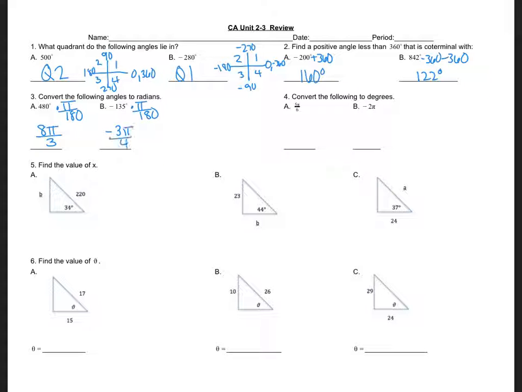All right, for the next one, convert the following to degrees. In order to do that, we times it by 180 over pi. The pi's cancel, so in my calculator, I'm going to do 5 times 180, hit equals, divided by 4. I get 225 degrees. Again, I'm going to times this by 180 over pi. So that's negative 360 degrees.